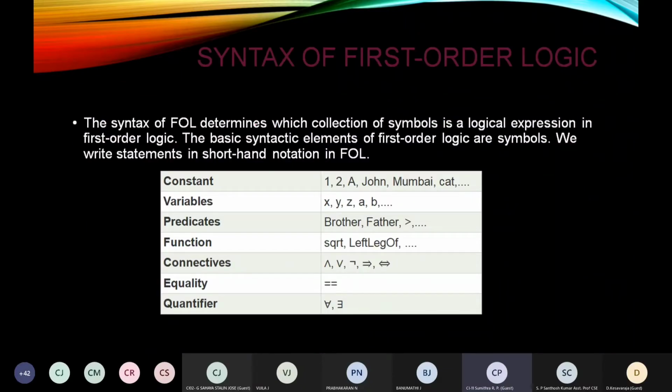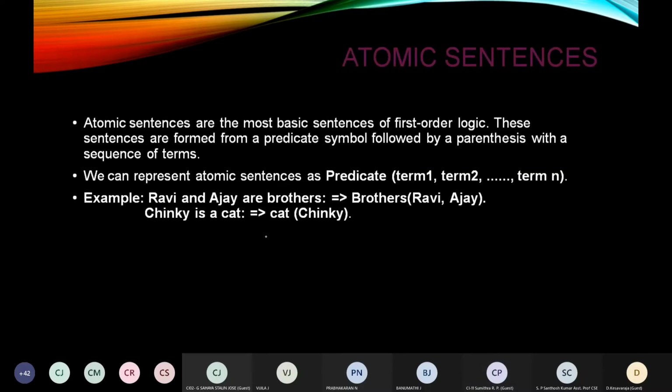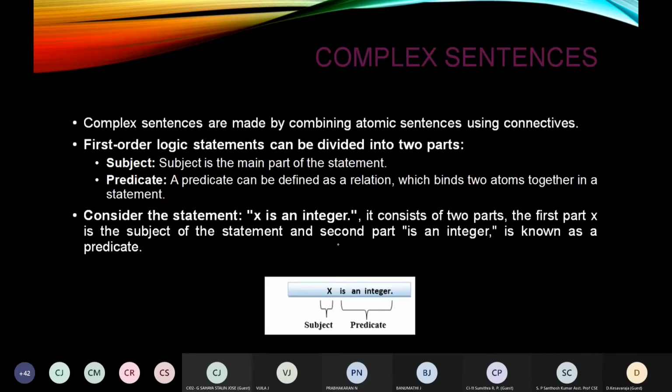So it has some other connectives, some additional quantifiers too: for all, there exists, equality relation. These are some additional connectives which are available in first order logic. Same for atomic sentences. Something like Ravi and Ajay are brothers, which will be represented as brothers of Ravi, Ajay. Chinky is a cat, so cat of Chinky. A complex sentence, X is an integer.